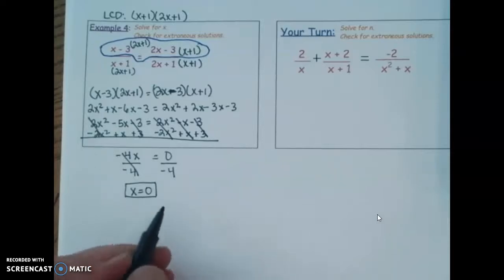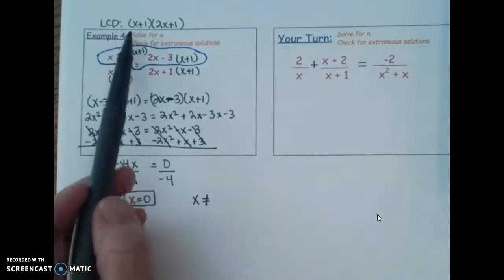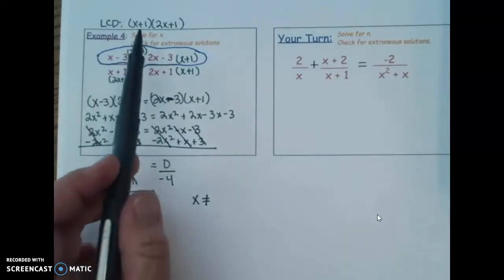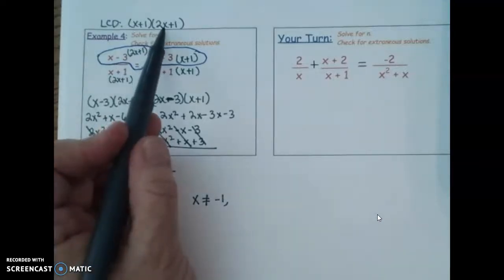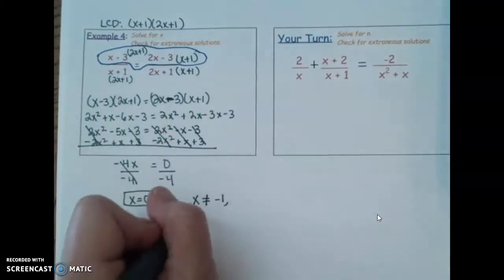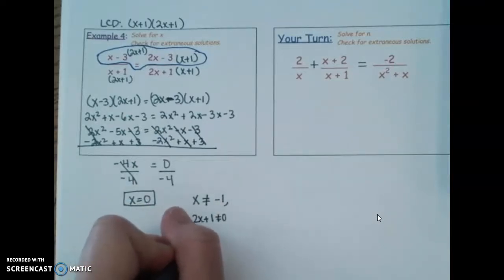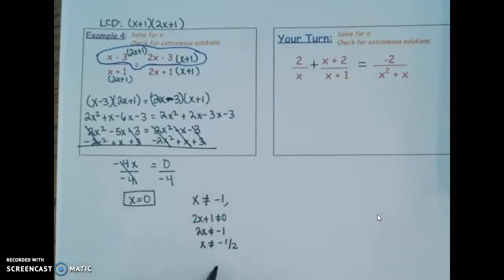So let's check our restrictions. Again, it's probably going to be easier if you go back up to your least common denominator since we had so much going on. So you know x could not be negative 1. And then this 2x plus 1 could not equal 0. So we would subtract that 1, divide by 2. So x could not be negative 1/2 as well. So this is not extraneous, and that would be the solution.